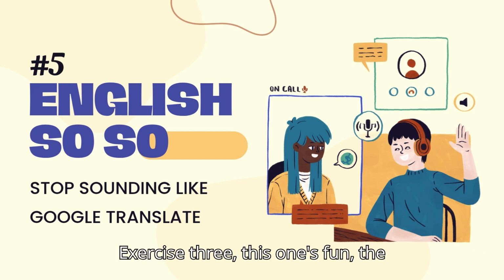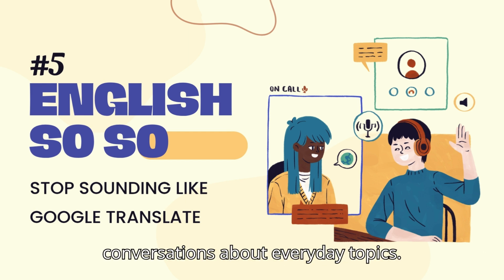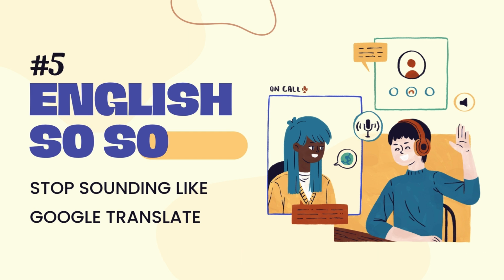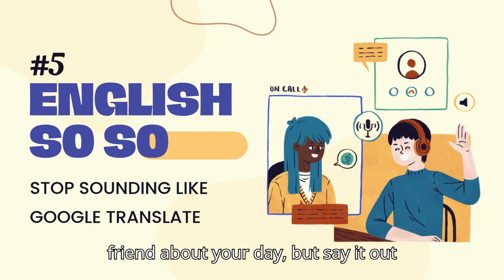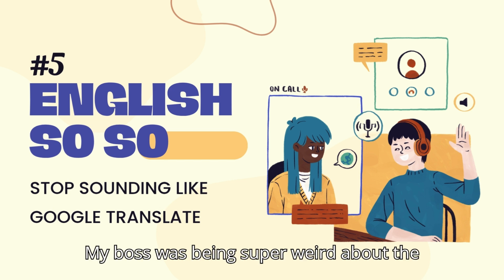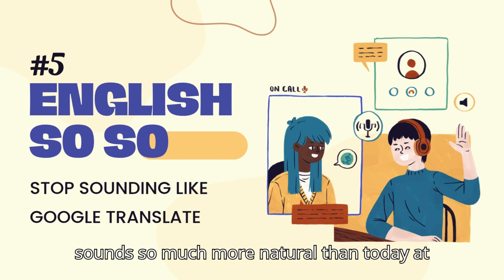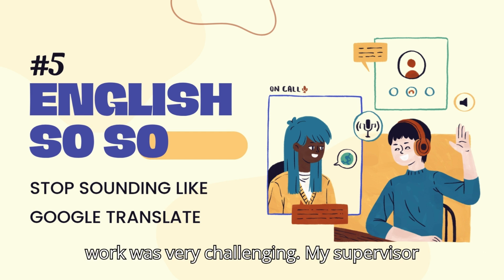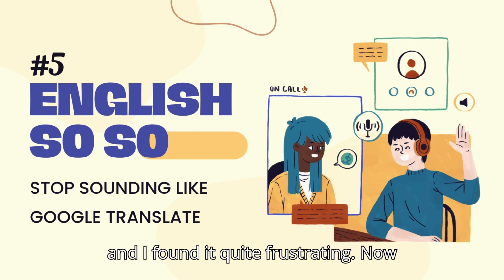Exercise 3. This one's fun. The casual conversation simulation. Practice having imaginary casual conversations about everyday topics. Yeah, like pretend you're texting a friend about your day, but say it out loud. Dude, work was crazy today. My boss was being super weird about the deadline, and I'm like, seriously? That sounds so much more natural than, today at work was very challenging. My supervisor was being unreasonable about the deadline, and I found it quite frustrating.